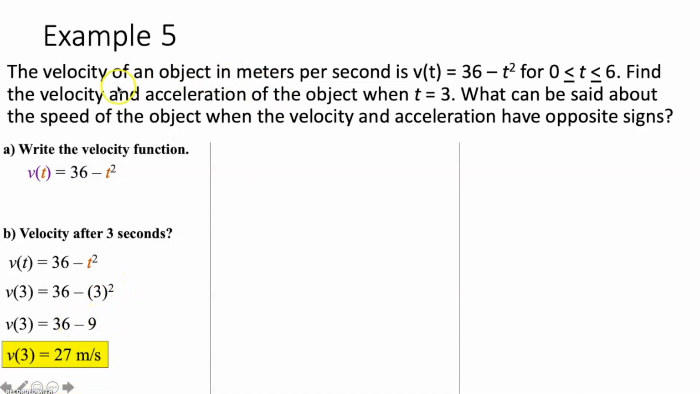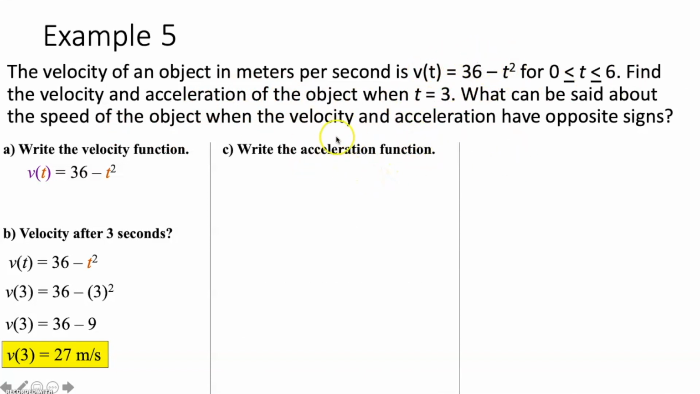Now remember the units we were using? The velocity of an object in meters per second means our velocity should be in meters per second. Now we also want to find the acceleration of the object when t equals 3, but we're only given the velocity function. How do we find the acceleration function?